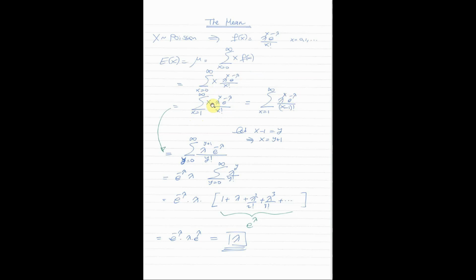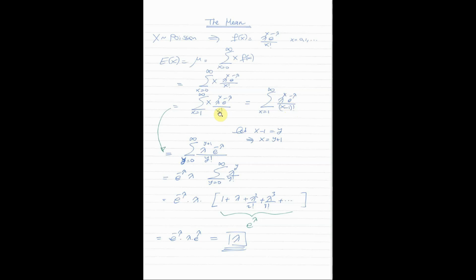What else can we do with this expression? Here we have x, and in the denominator we have x factorial. What is x factorial? x times x minus 1 times x minus 2, and so on. So basically x times x minus 1 factorial is x factorial.